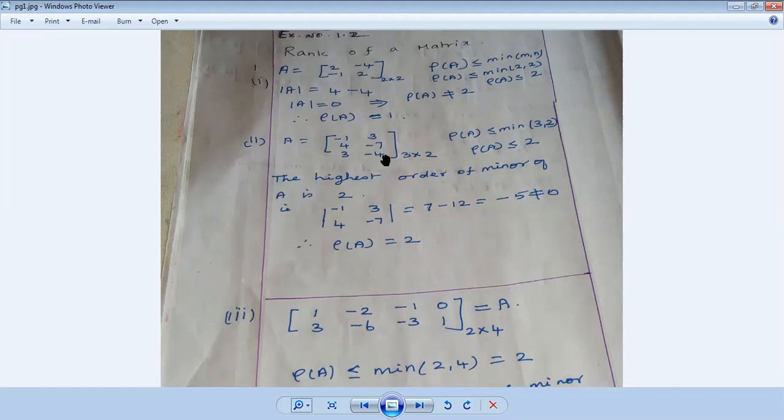So if the method is mentioned, you should follow the method also. Only that method. That means if the question says find the rank of the matrix using determinant method, you follow only determinant method. If it says find the rank of the matrix, you can go either by determinant method or echelon method. Okay, keep it in your mind.